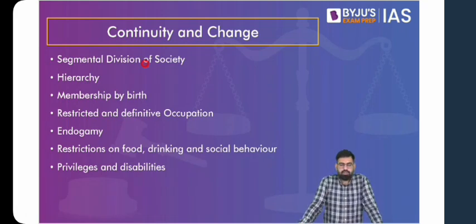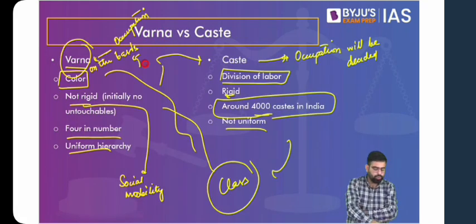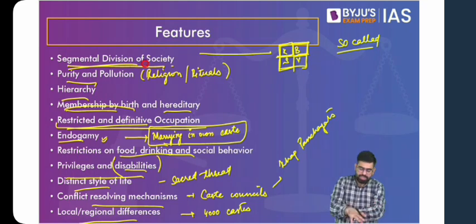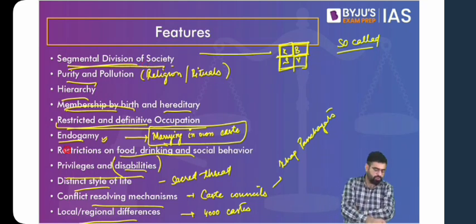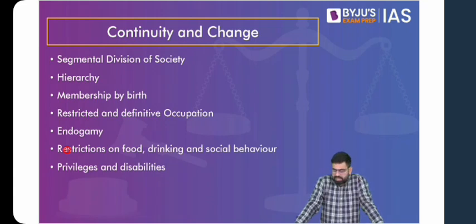Now let's talk about the changes that have happened in the caste system that have been brought about by the forces of modernization. If you want to look at the changes in the caste system, what we have to do is take up a few important, core features. You have to see that these are the basic features of the caste system. And if you want to figure out what changes have been brought about, we can just look at these features, because that is the easiest way.